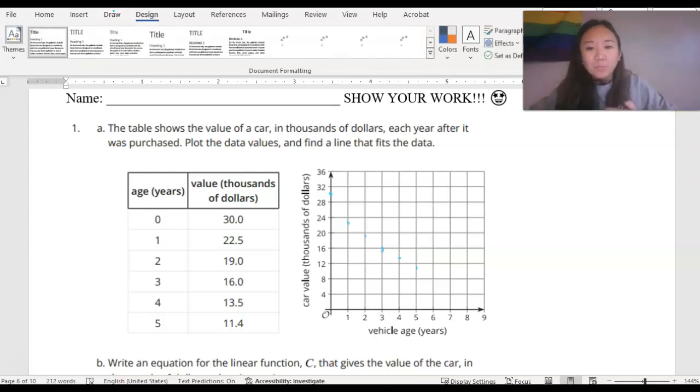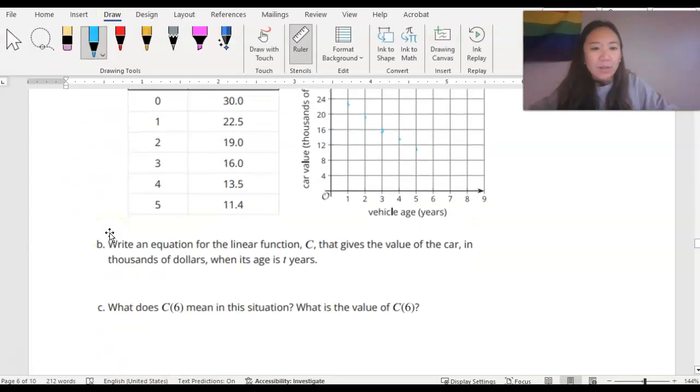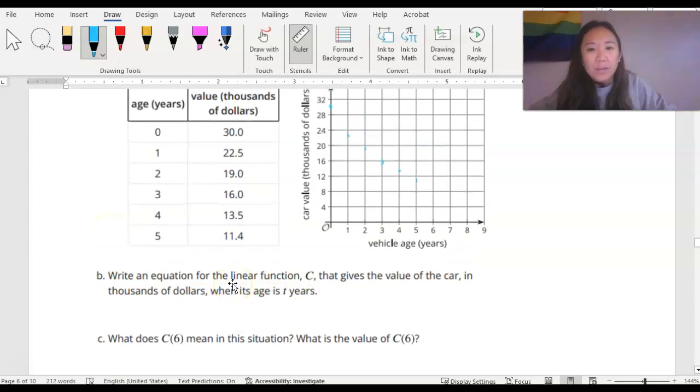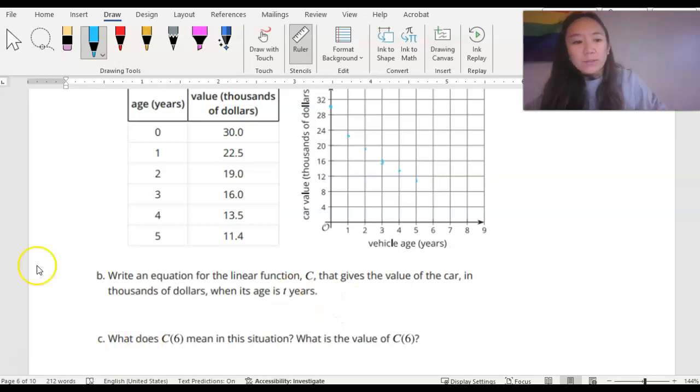But for the purpose of this activity, it is asking you to write an equation for the linear function based on the line of best fit that gives the value of the car in thousands of dollars when it is t years old. So we're going to do our very best to draw a line through those points. All right, so let's try to go ahead and draw this line.